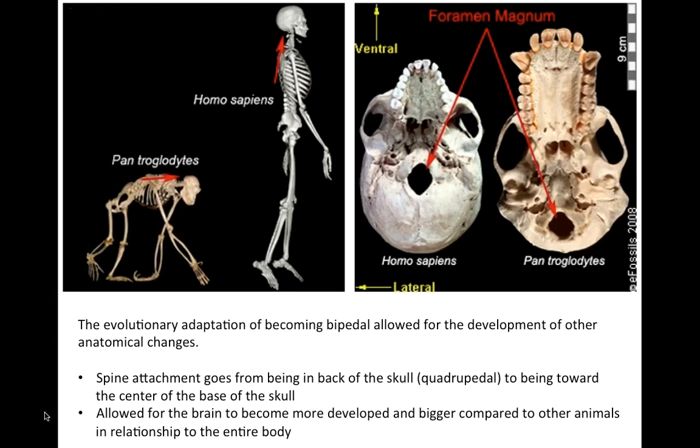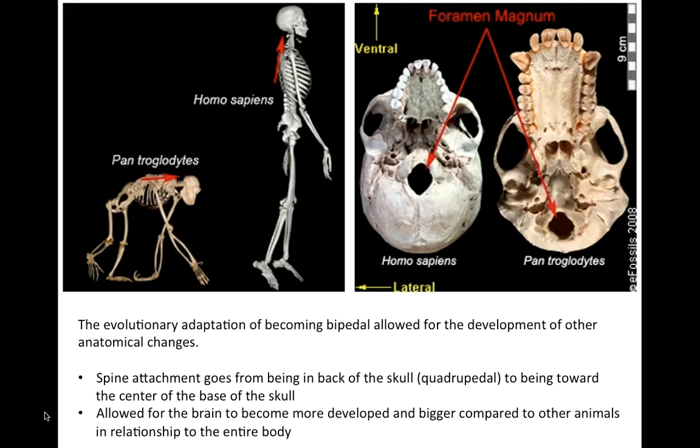Evolution has played a significant role in allowing us to develop the ability to speak. For example, the adaptation of becoming bipedal has allowed for the development of other anatomical changes within our species. Being bipedal means to walk upright on 2 legs.